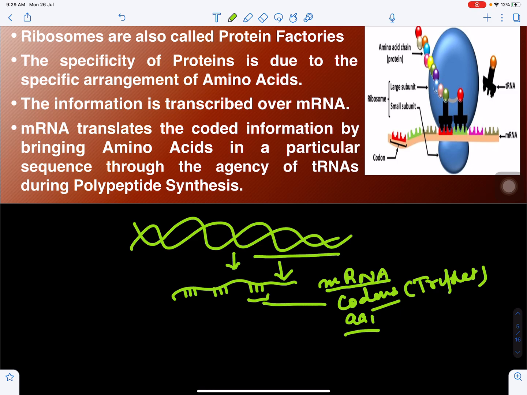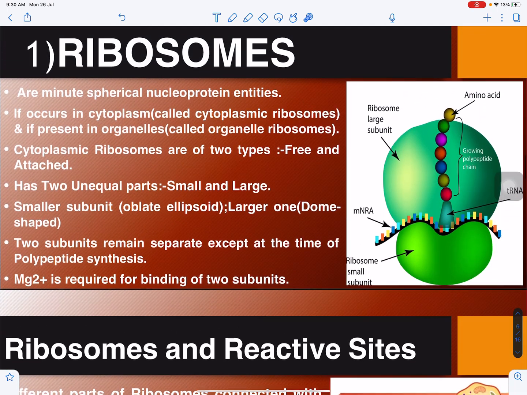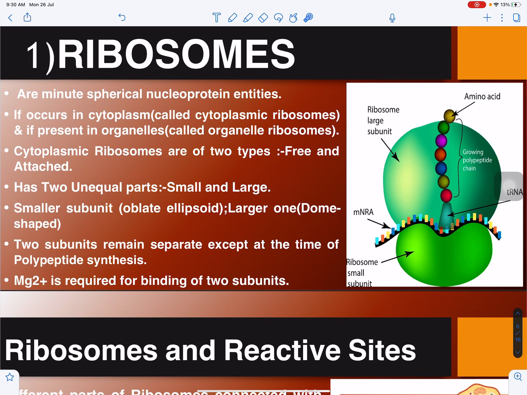Now messenger RNA along with the transfer RNA and ribosomes will help in the formation of the protein. So ribosomes are also called protein factories, like we can see here. This is the ribosome and this is the messenger RNA, and these are codons which help in formation of amino acid, and this is the transfer RNA which will carry the amino acid.